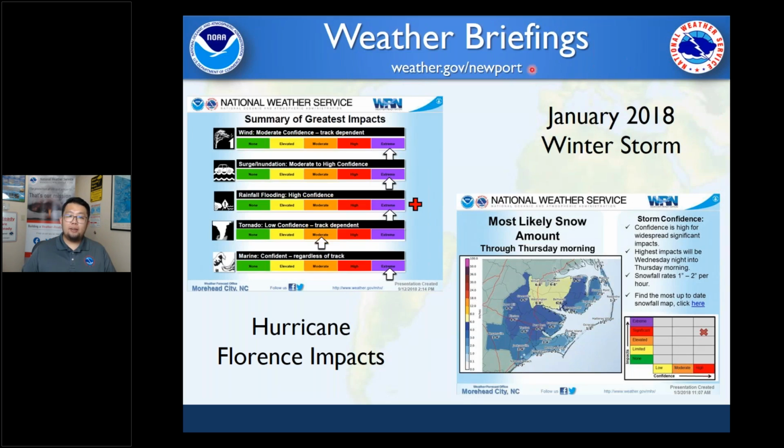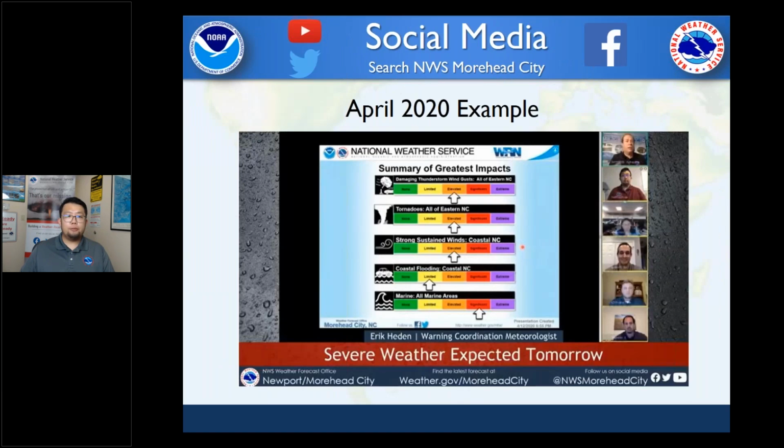And for anything, even for a winter storm, we'll have snowfall totals. We'll tell you how confident we are in the forecast, what kind of obstacles we may be running into, and then also potentially when the greatest impacts might be. So again, we break it down for you a little bit more in depth with these weather briefings. I highly recommend checking those out anytime we have severe weather or any type of significant weather.